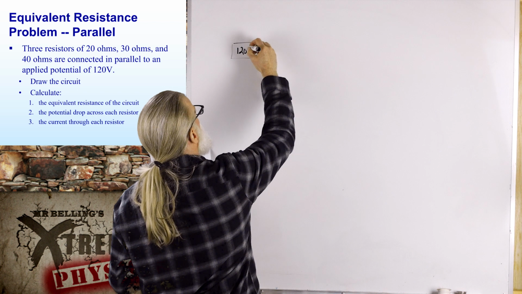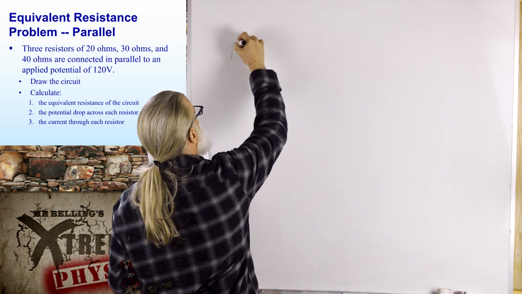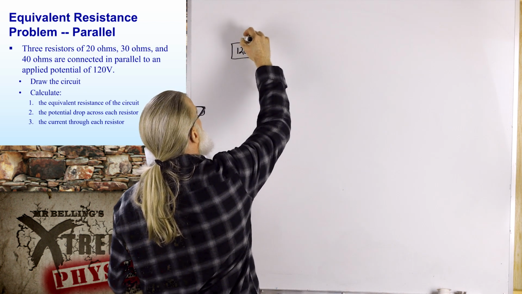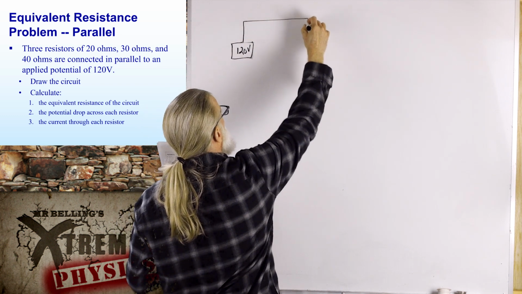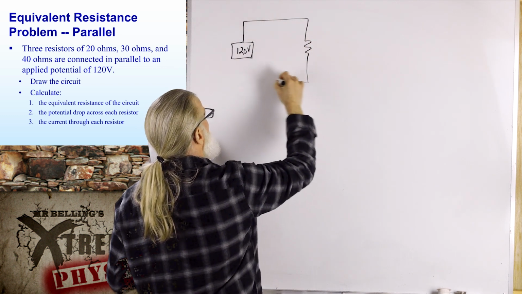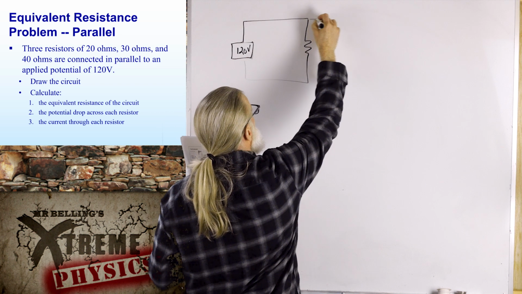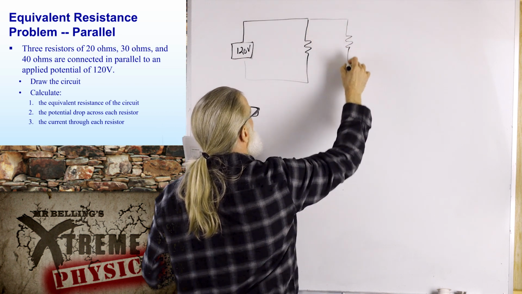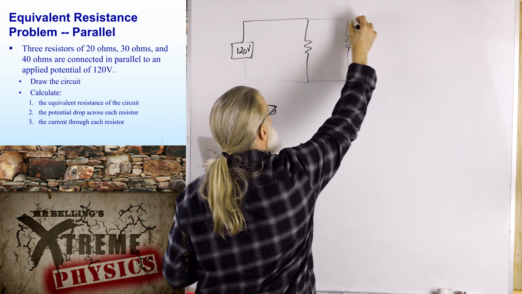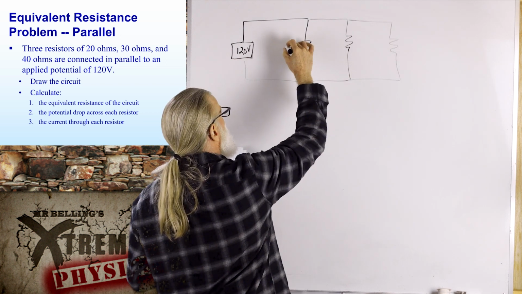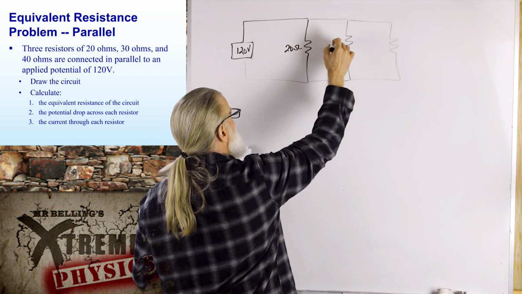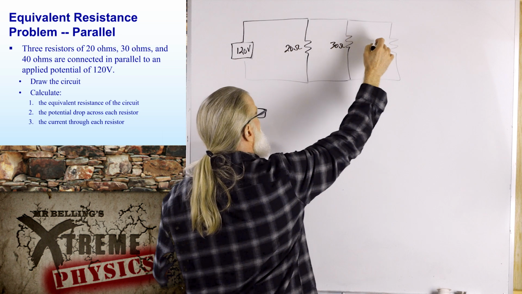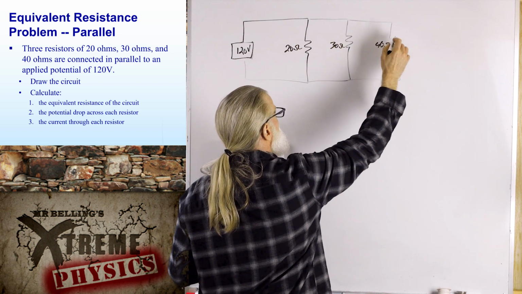Well, it's 120 volts, so it's probably plugged into the wall. Certainly not a battery. I don't know of a 120 volt battery. I guess there could be one. I'm sure they exist, but it seems unlikely. So we had 20 ohms, 30 ohms, and 40 ohms.